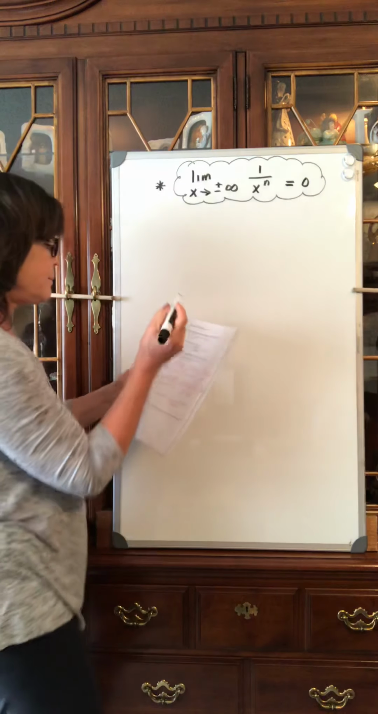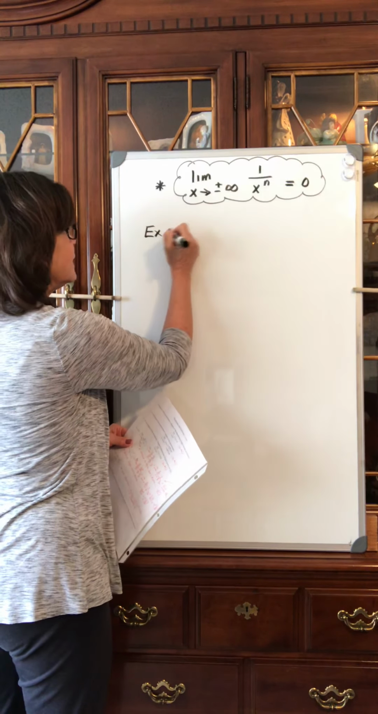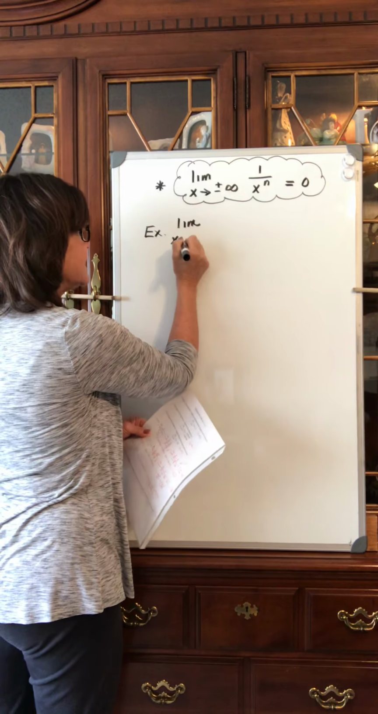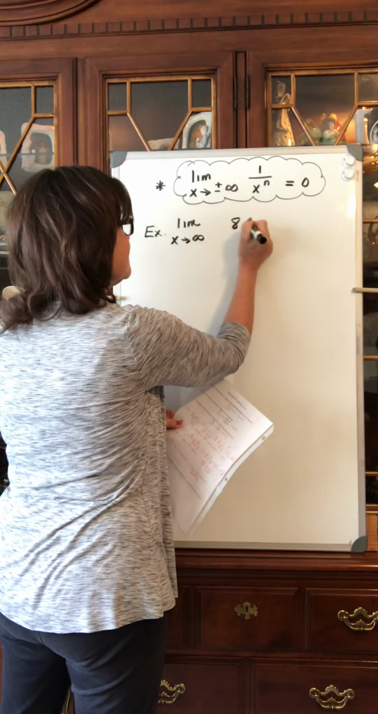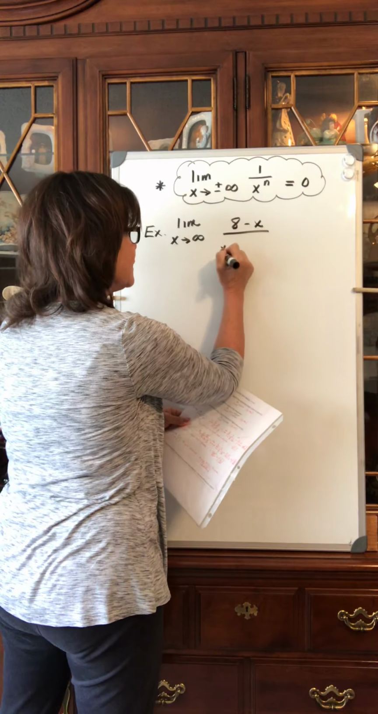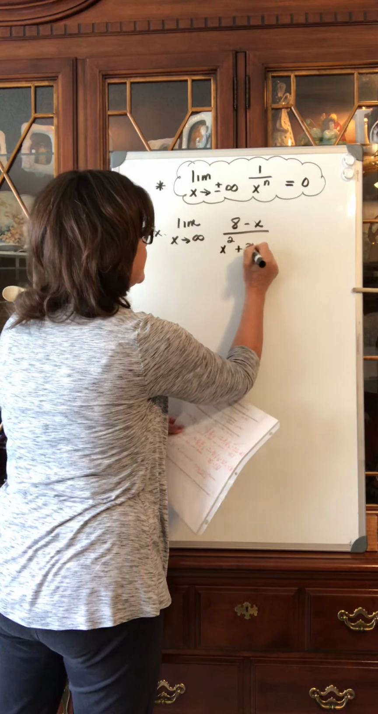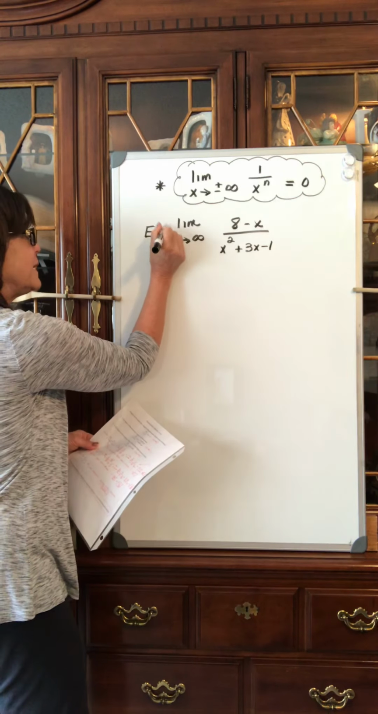Okay, so example 5 on the back is the limit as x is approaching positive infinity of 8 minus x divided by x squared plus 3x minus 1.